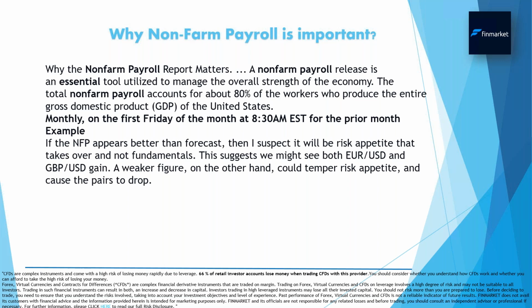Nothing is certain in the market. It doesn't mean that if the forecast is better, then these two pairs are going to go up. You have to understand that there are other fundamental structural reasons that push the market, so it's not only the report that makes the market go up. A weaker figure, on the other hand, could possibly press the risk appetite and cause the pairs to drop. So you can understand that when the numbers are out, they come with an extreme effect in non-farm payroll.